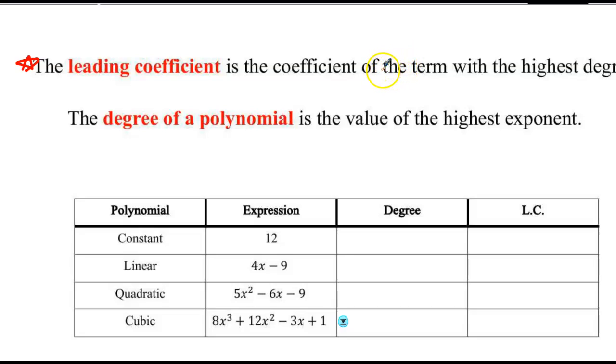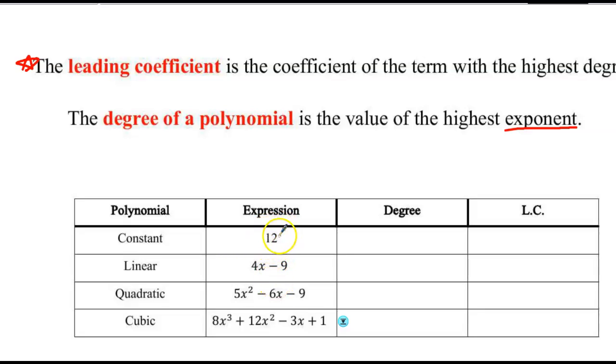So another thing you have to remember is degree. Another word for degree is exponent or power. So first of all, let's go through these expressions here and try to figure out what the leading coefficient is.